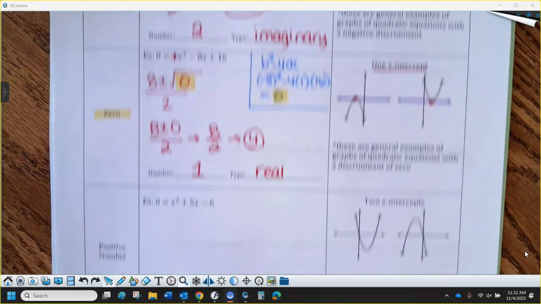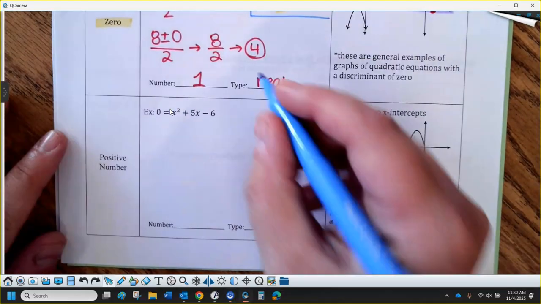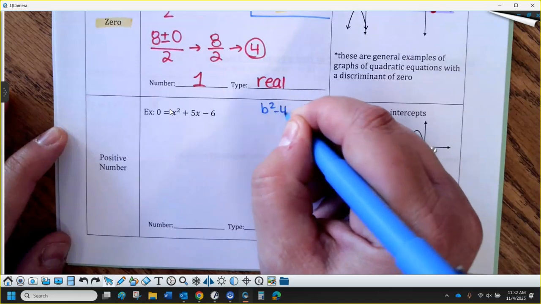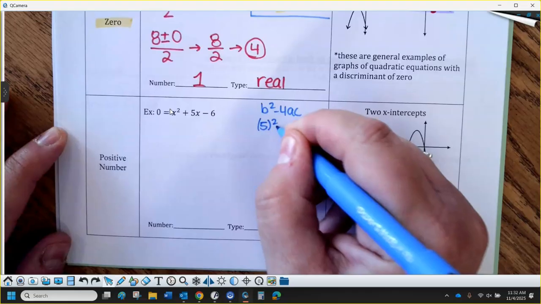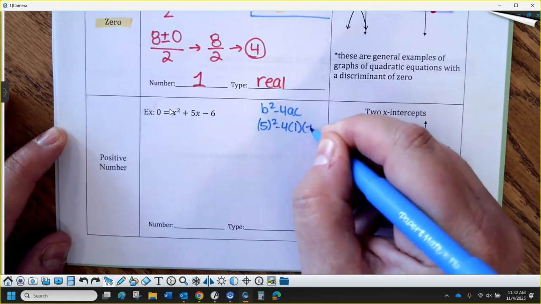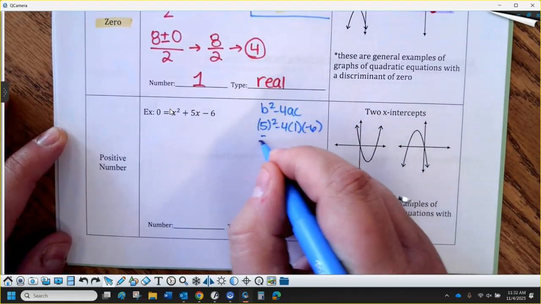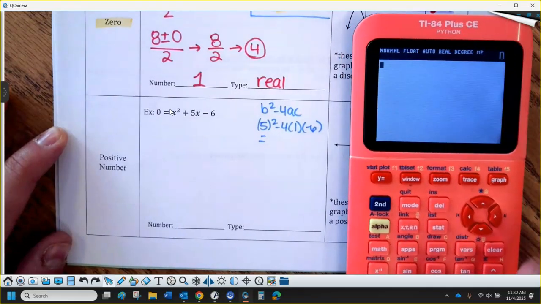All right, my last example here. Again, I'm just going to do this. You don't have to keep writing this formula. I'm going to do 5 squared minus 4 times 1 times negative 6. And if you want to grab your calculator and check that out, or I'm just going to put it up here on the screen, bless you.